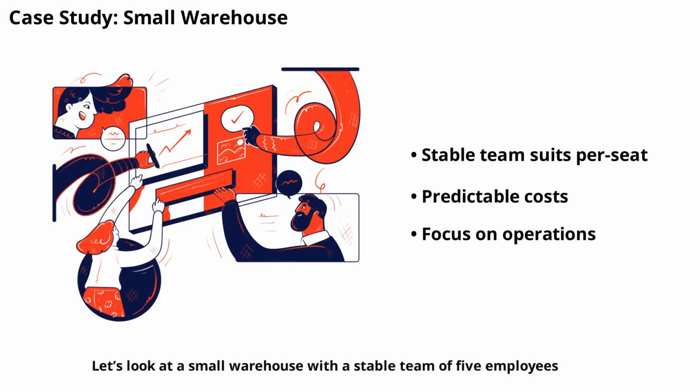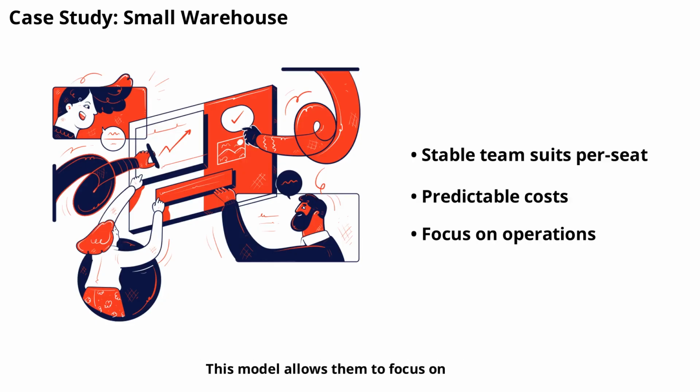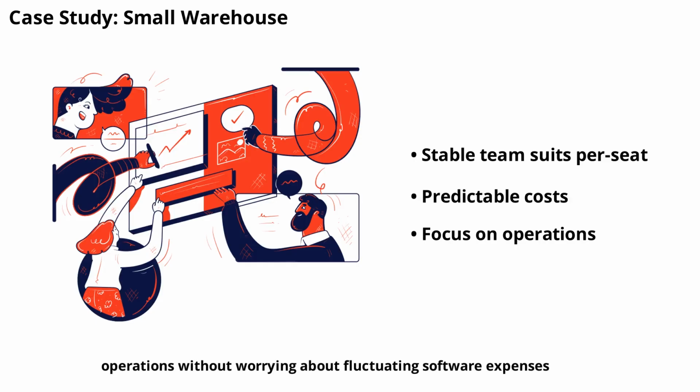Let's look at a small warehouse with a stable team of 5 employees. They process a consistent number of orders each month. For them, per-seat pricing offers predictability and simplicity. They know exactly what they'll pay, and there's little risk of unexpected cost spikes. This model allows them to focus on operations without worrying about fluctuating software expenses.